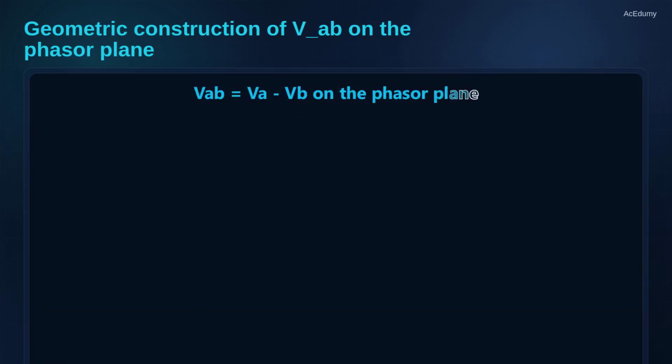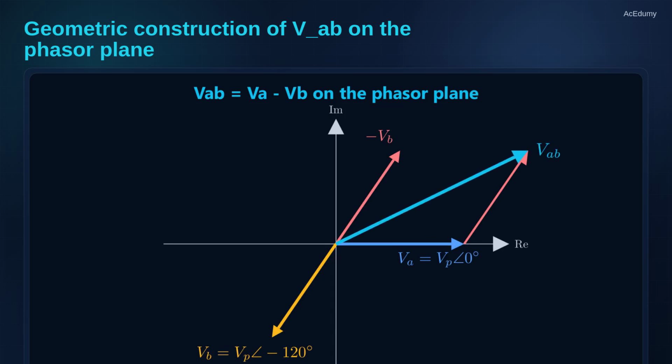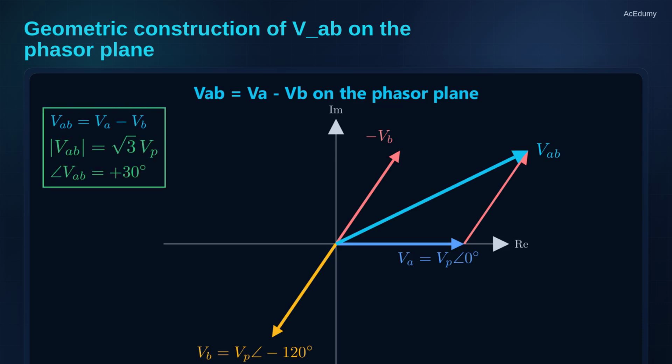Watch the construction on the phasor plane. Start with VA along the reference axis. VB sits at minus 120 degrees, pointing down and to the right. To form VAB equals VA minus VB, we flip VB to get its negative. That swings it up to plus 60 degrees, and we add it tip to tail to VA. The two vectors form a rhombus, and the diagonal from the origin to the far corner is exactly VAB.